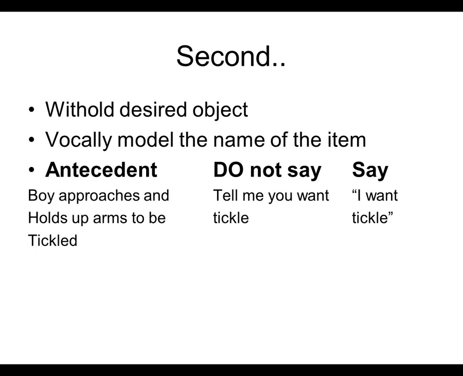So don't say, tell me what you want, because if you do that, then the child is going to become dependent on you saying, tell me what you want. That's what they're waiting for, not the item, not seeing you and wanting to get in your arms as the signal. So if you just model the actual words that you want them to say in a given situation, then you can fade that model out, and the signal is they see whatever it is and they say the words. So the boy approaches and holds his arms up, and you would say, I want tickle, not tell me what you want or what do you want. When you know it, just model it and fade out your model.